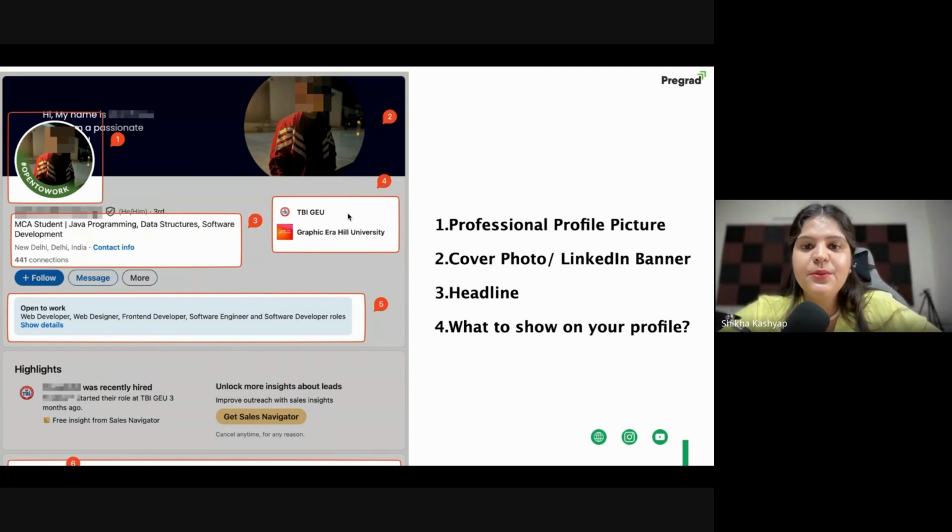So, the first thing I want to talk about is your professional profile picture. Now, when we say professional profile picture, what do I mean? I don't want your side faced photos or photos where you are wearing goggles, those shades, maybe a trendy one. We don't want that. We want a straight faced photograph, which is professional.